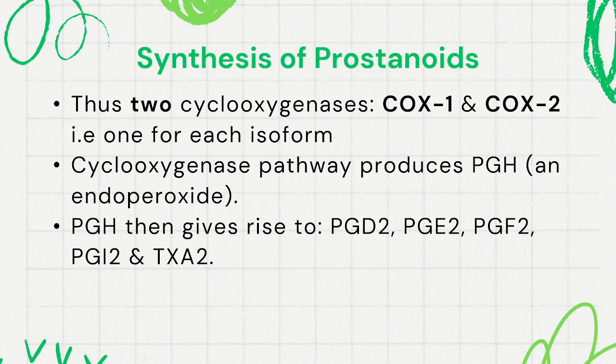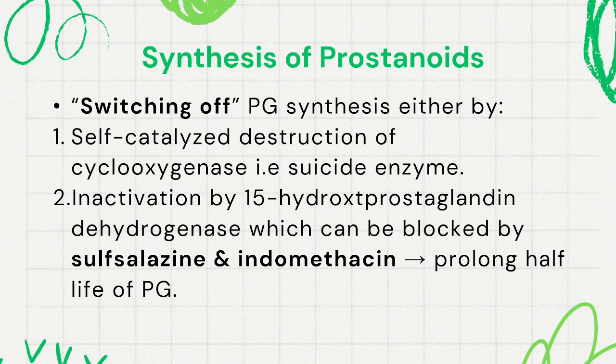The cyclooxygenase pathway produces prostaglandin H, and prostaglandin H then is a parent molecule that can give rise to prostaglandin D2, E2, F2, and so on.